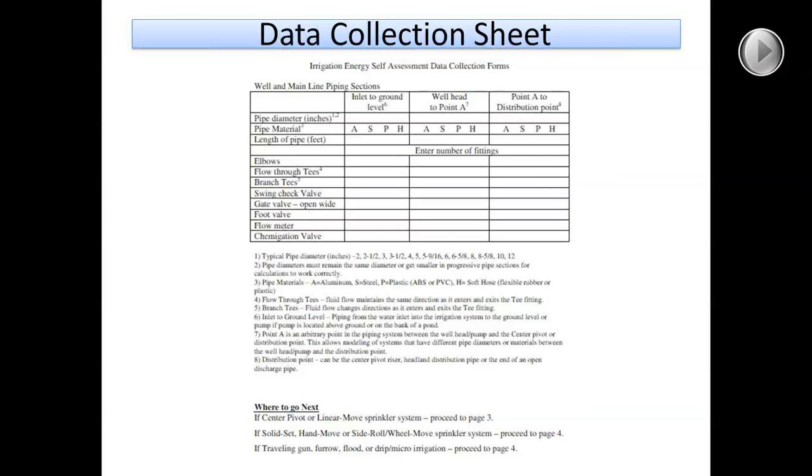So this is where to go next. On the sheet, you'll have a copy of the full data collection sheet. If it's a center pivot or linear, it tells you to go to page 3. If it's solid set, hand move, or side roll, go to page 4. If it's a traveling gun, or furrow, or flood, or drip, go to page 4. So we'll go to page 3.